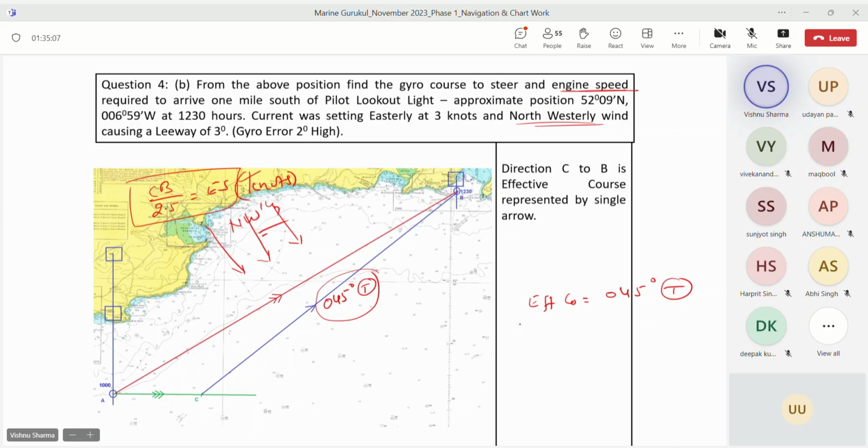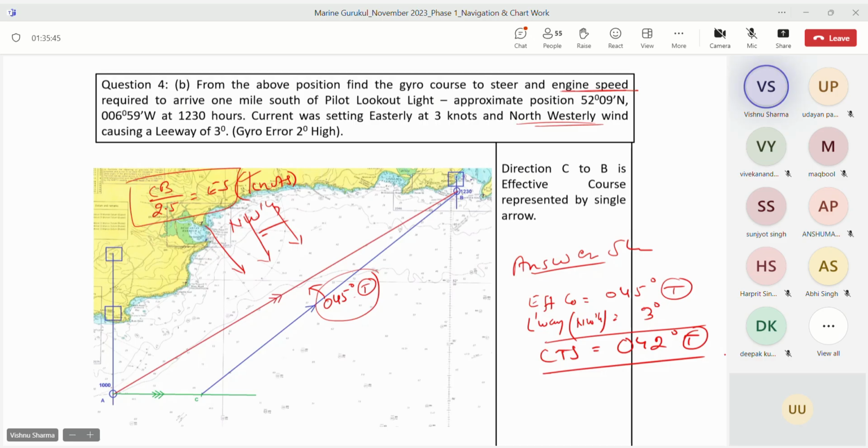So when you go into the wind, this course on this side will become less or more? Less, sir. So what will you do on the answer sheet? On the answer sheet, you'll represent like this. Effective course, say for example, 0.45 or whatever you get. Leeway. Now here you can write the direction of the wind. Is it 3 degrees or 2 degrees? 3 degrees. CTS 0.42 degrees true. Is that clear, beta? This is on the answer sheet.